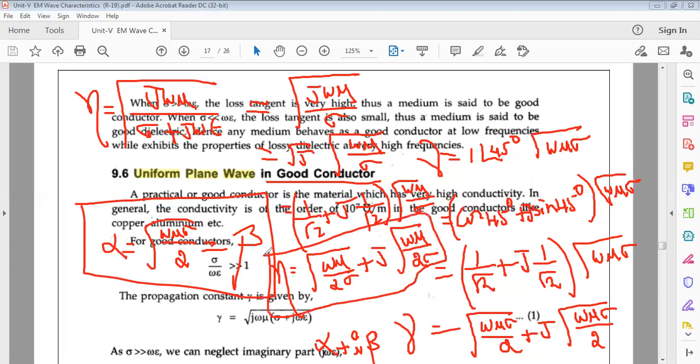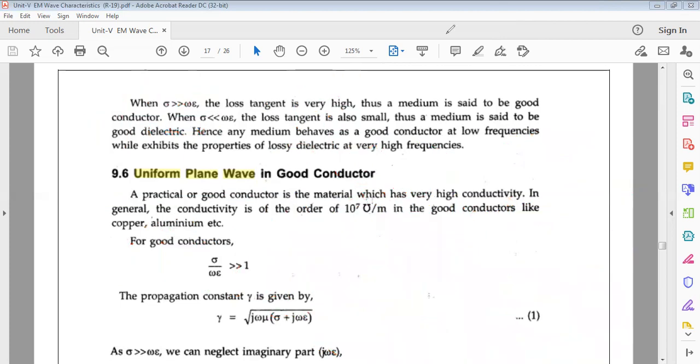So we got that gamma has attenuation constant under root of omega mu sigma by 2, and here eta is equal to under root of omega mu by 2 sigma. For the good conductor, we got the equations. In the propagation constant, the attenuation constant and phase constant are both equal, that is under root of omega mu sigma by 2. And eta is equal to under root of omega mu by 2 sigma. Got it, my dear friends?